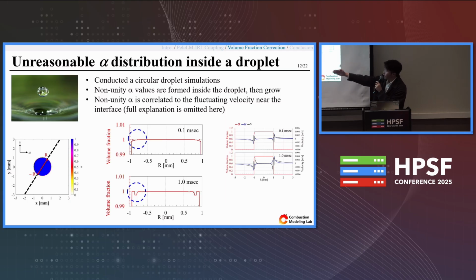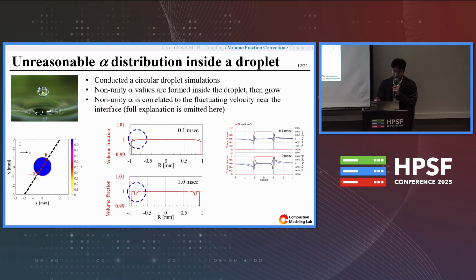This is a circular droplet simulation, like the image above, but without gravity. Because there is no initial velocity, and because of the surface tension, this circular droplet needs to maintain its shape. But if I do the simulation using only PeleLM, you can see that there is some volume fraction below 1 at 0.1 millisecond. And this non-unity alpha value grows, as you can see in the 1 millisecond results.